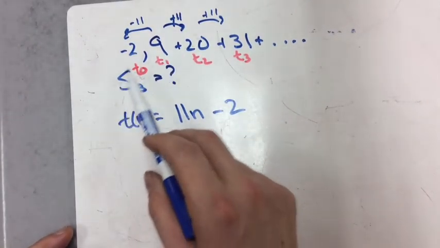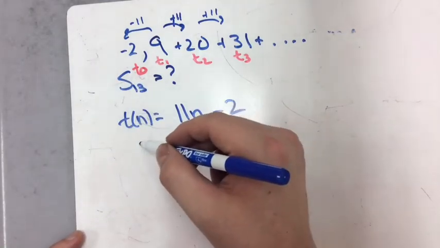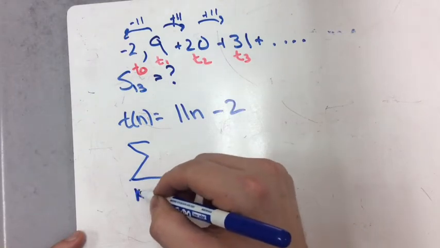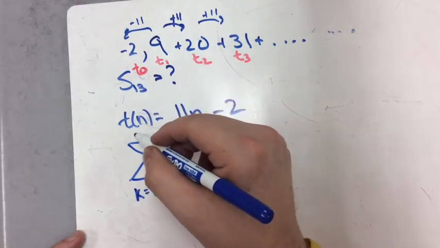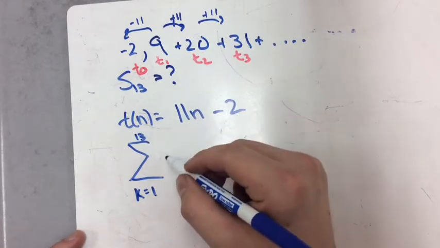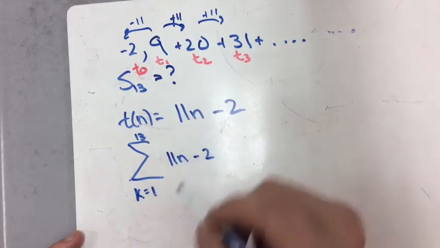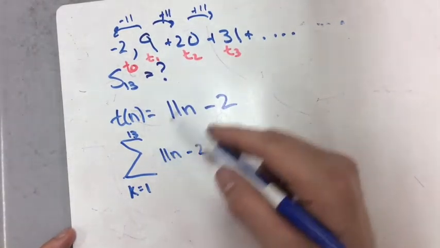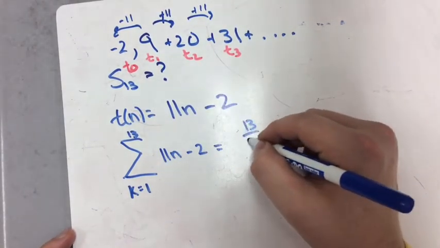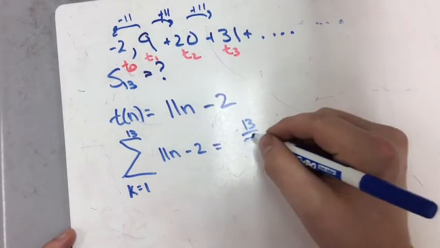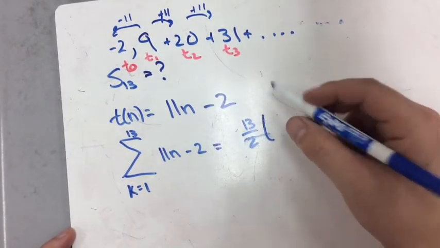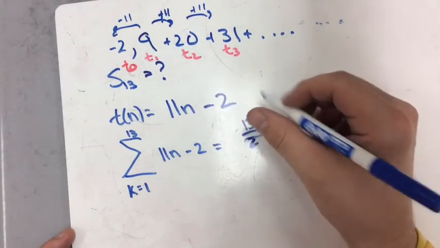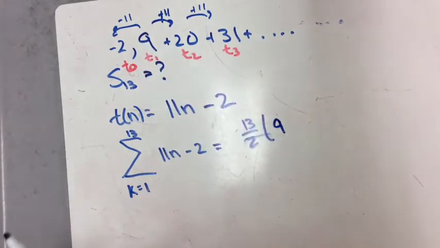And if I want to represent this in sigma notation, I'm going to write it such as we're going from the first term to the 13th term of 11n minus 2. And we have a formula for this, so we're going to use it. It says that if we take 13 over 2, and we multiply this by the first term and the last term. So here's t of 1, so 9. And we're going to have to find the last term.